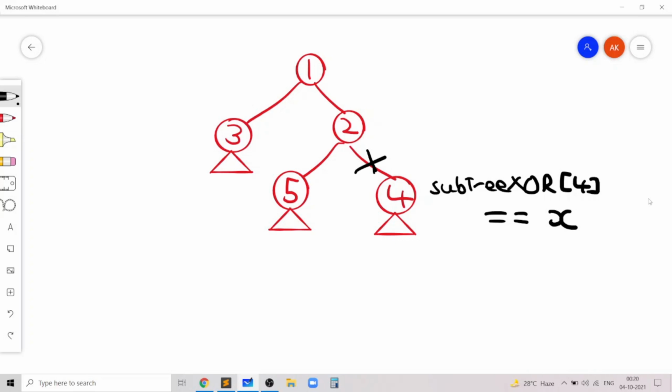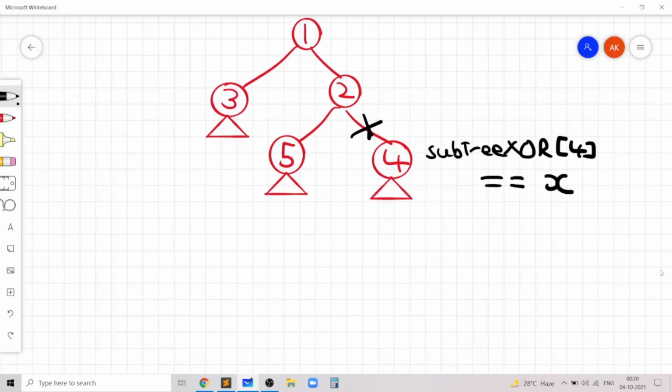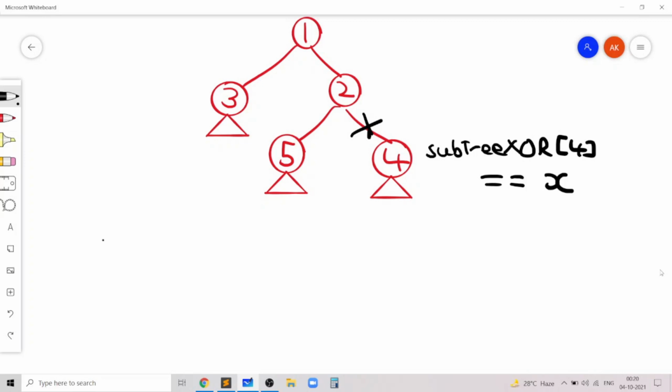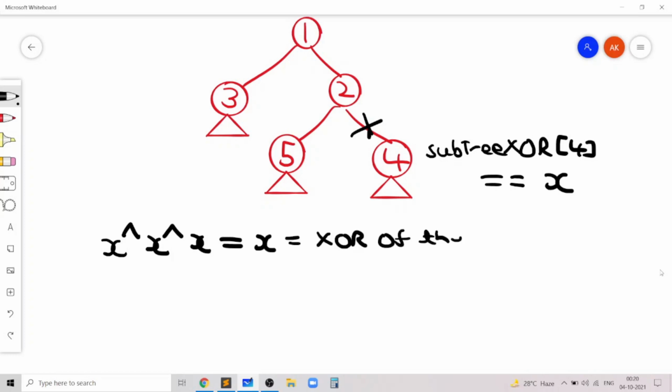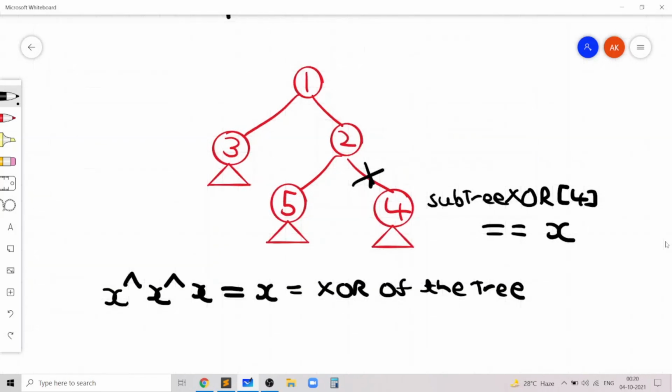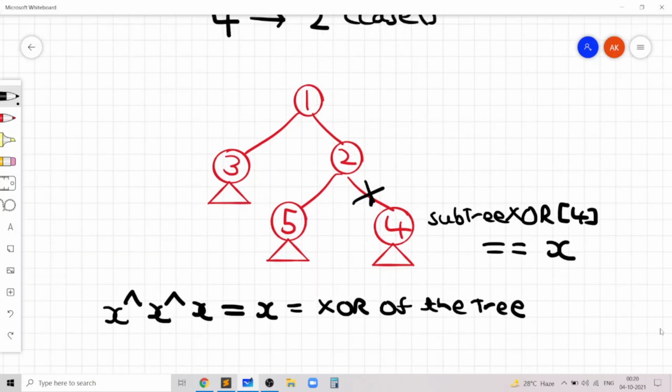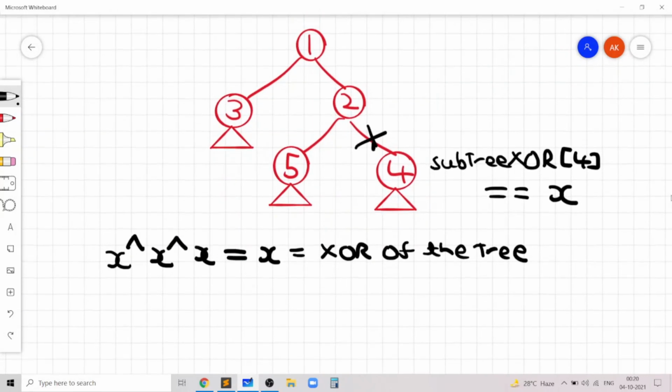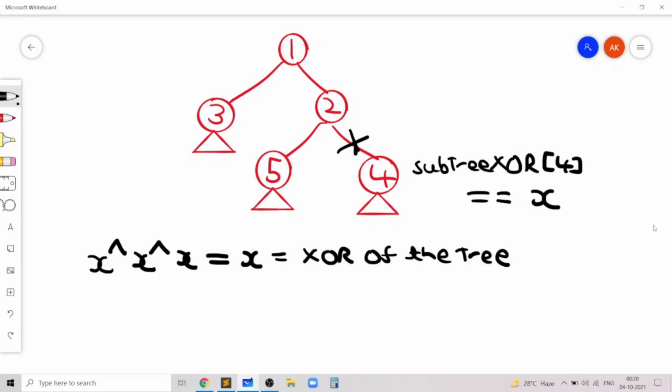And notice that since there are 3 connected components being formed and each of these connected components have XOR equal to x, the XOR of all the elements in the tree is also equal to x. So basically, we know that the value x is fixed and that's equal to the XOR of all the nodes in the tree. So keep that in mind. Also keep in mind that whenever I write subtree XOR, I mean the XOR of the nodes inside the subtree of that particular node.